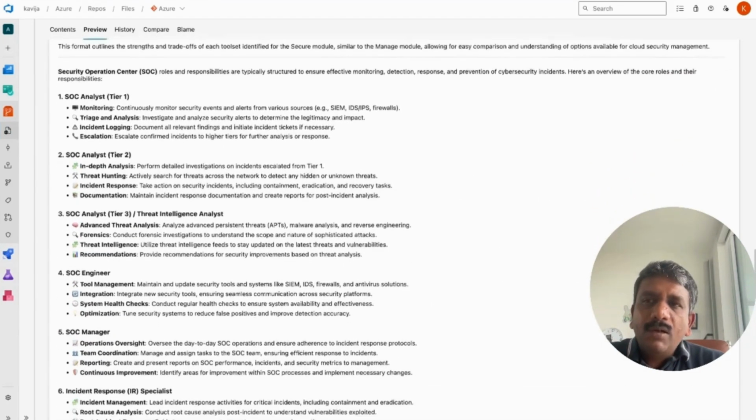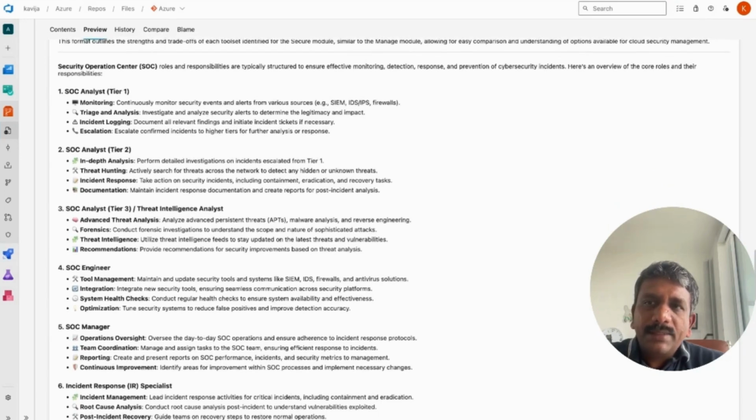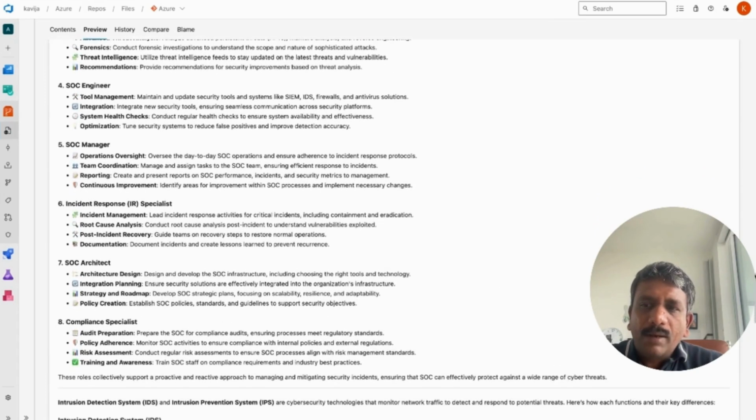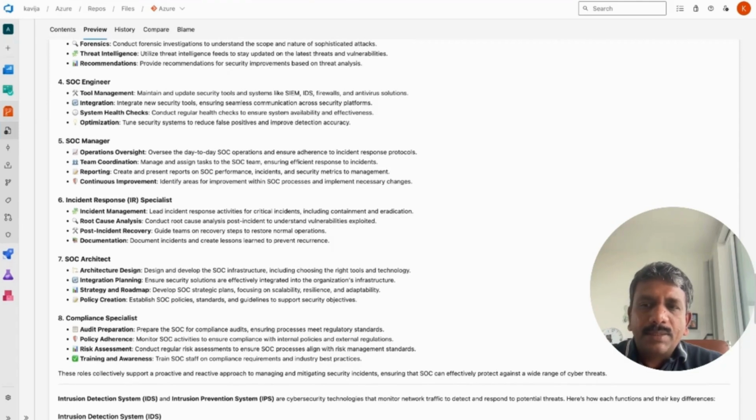So when we talk about the security operations center, because this is going to be a huge team, these are all the members who will be part of this particular team. There will be a tier one analyst who will initially look at the issues. Tier two will go into the details. Tier three, they will actually fix the issues. SOC engineer and SOC manager and incident specialist and architect and compliance specialist.